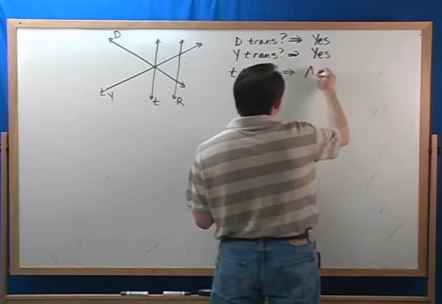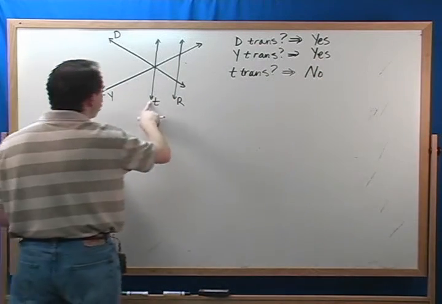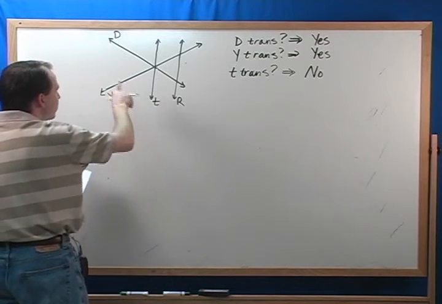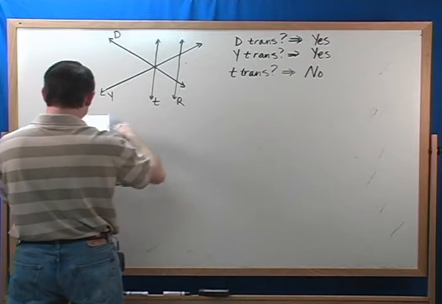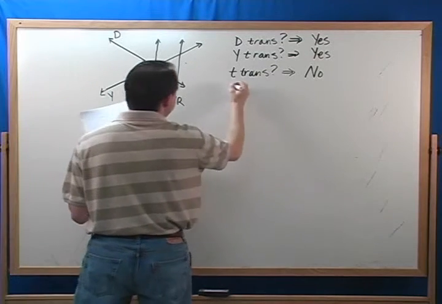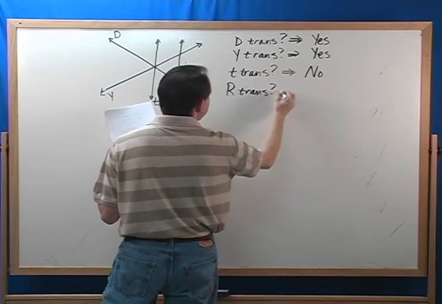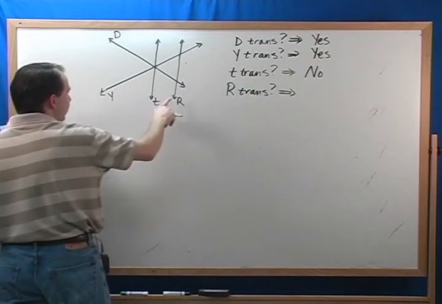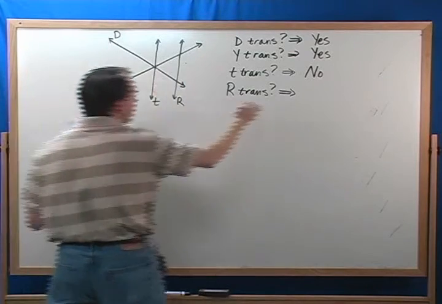But in fact, the answer is no, because the reason I chose this is to show you that in order for a line to be transversal, it has to cross two lines, but at different points. You see, R is transversal, and we're going to get to that here in a minute. Let's just go to that now. Is R transversal? And I think I already just said the answer. The answer is yes, it is, because R hits this line here, D, and it goes up and it hits this line, Y. So yes.